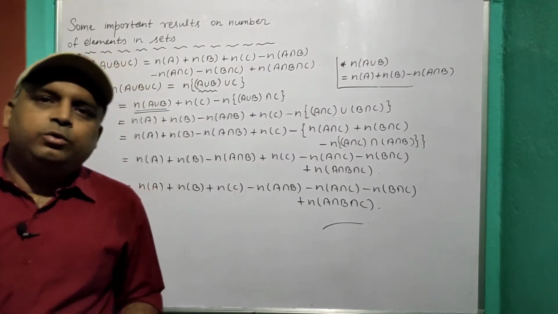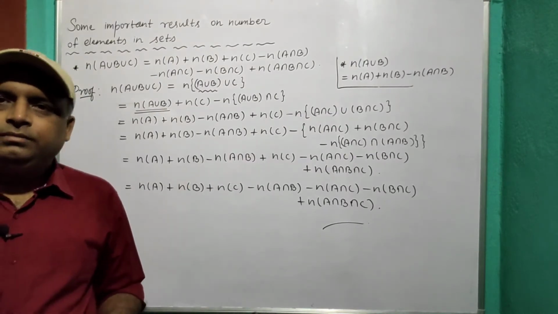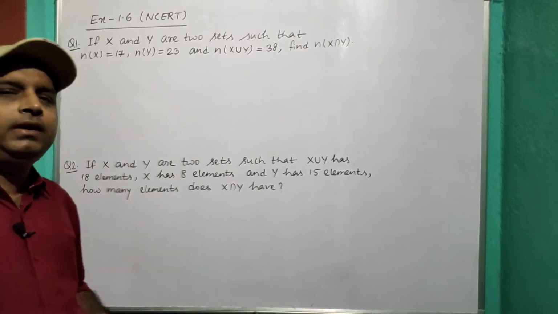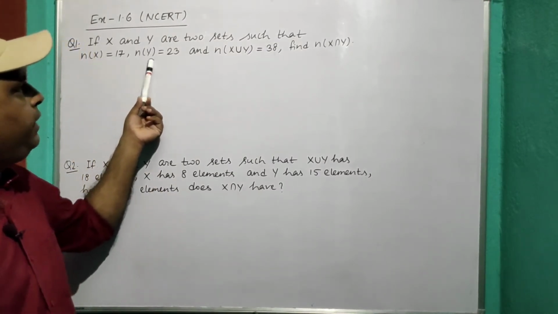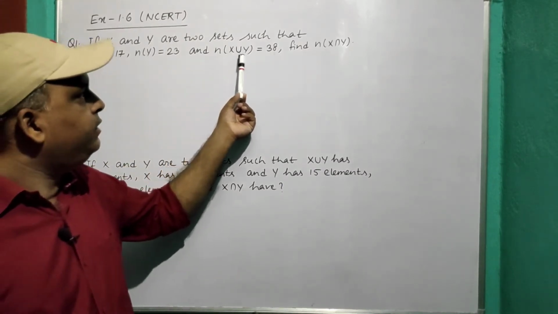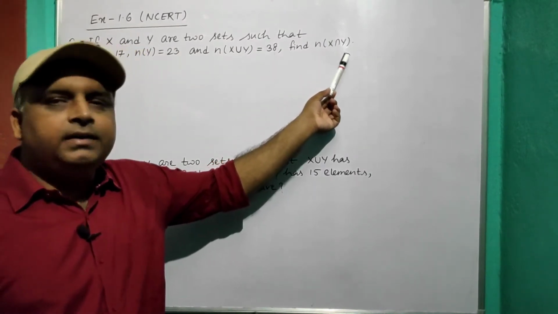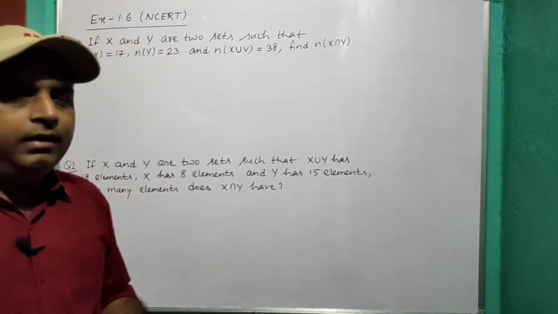So now we can do exercise 1.6. Please note it down. This is your first question where X and Y are two sets such that the number of elements in X is 17, the number of elements in Y is 23 and number of elements in X union Y is 38. We have to find n(X intersection Y), means number of elements in X intersection Y.